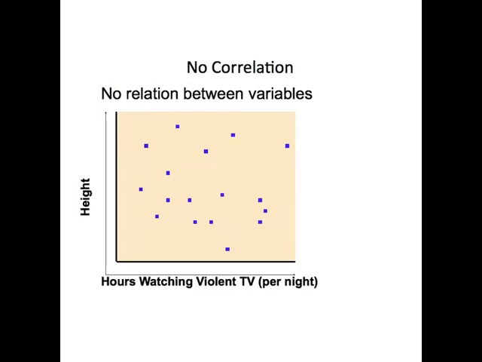And finally, there are also things such as no correlation at all, which means that there's no relationship between the two variables. So for example, the hours watching violent TV and somebody's height. As you can see from the random dots on the graph, there's no relation between the two variables.